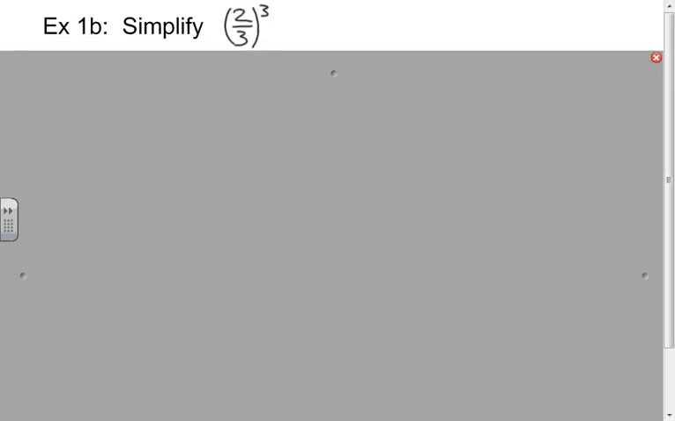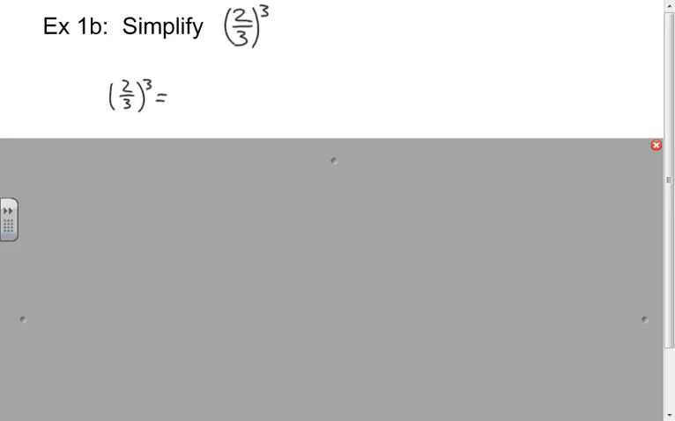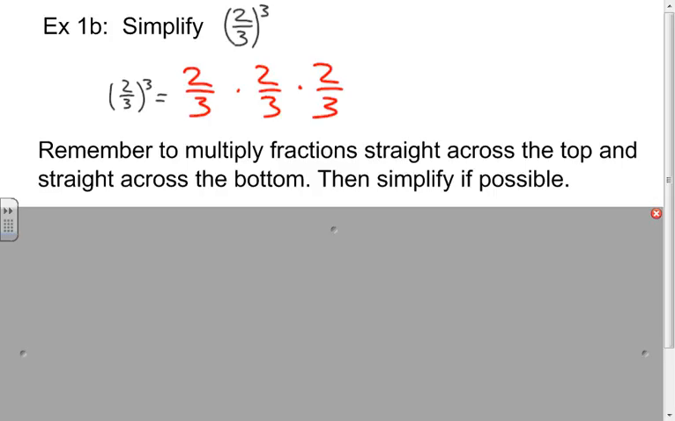Another example, simplify the fraction 2/3 to the third power. Remember, the power is how many times I write down the base. In this problem, 2/3 is the base. So 2/3 to the third power means that I write down 2/3 3 times. And then I multiply all of them together. Remember, when you're multiplying fractions, you go straight across the top and straight across the bottom.